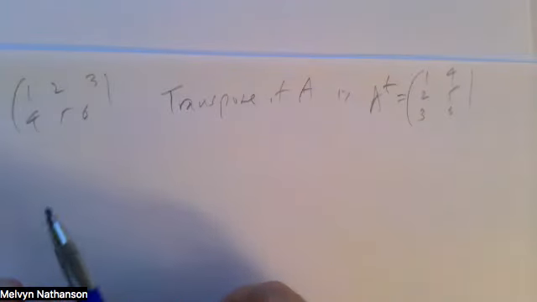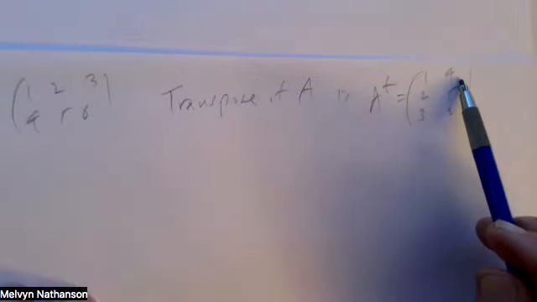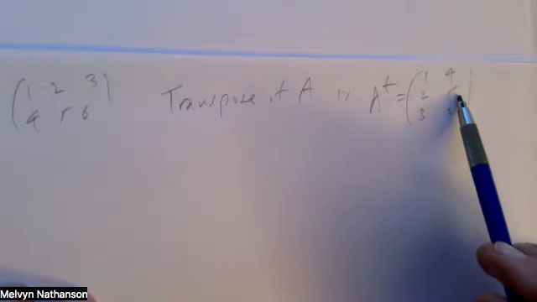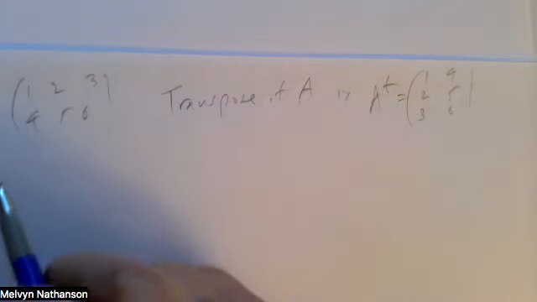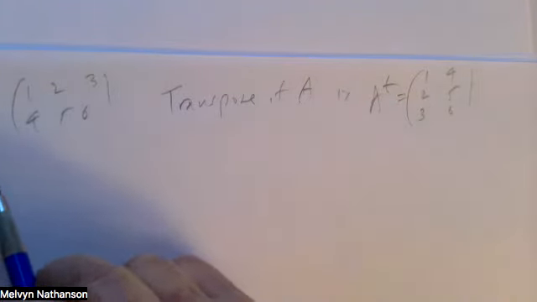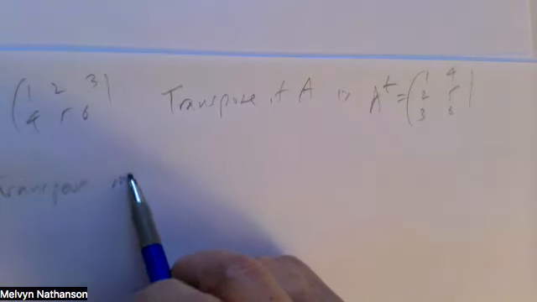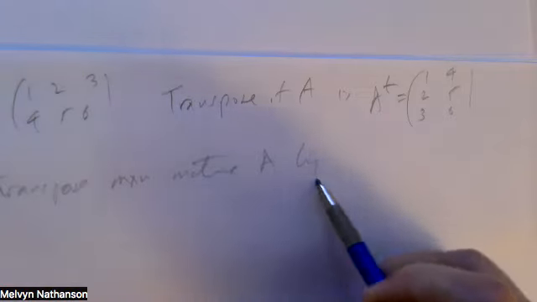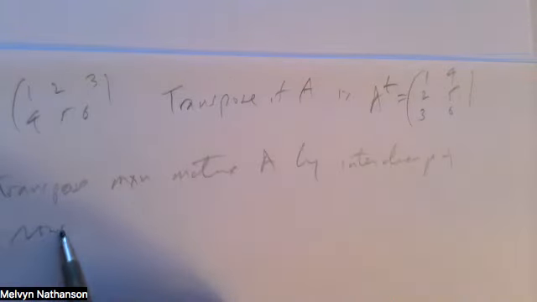You could also do it by looking at the columns. In A, the first column is 1, 4, and in the transpose, the first row is 1, 4. Second column 2, 5, second row 2, 5. Third column 3, 6, third row 3, 6. In general, you get the transpose of an m by n matrix A by interchanging the rows and columns.